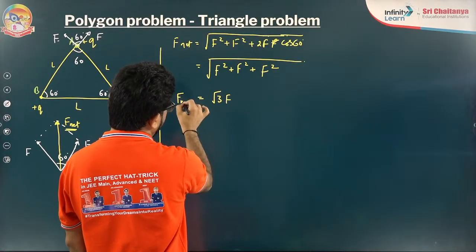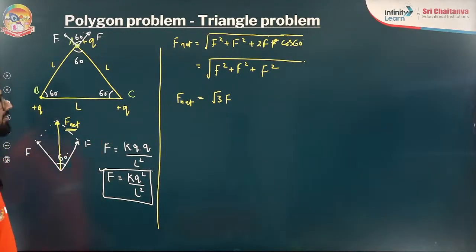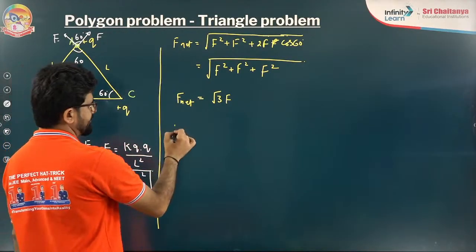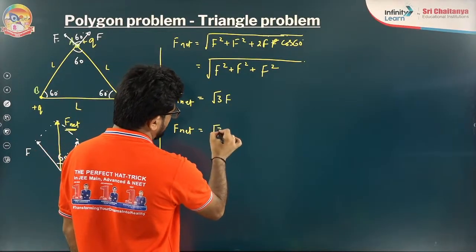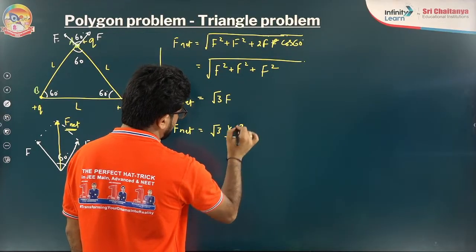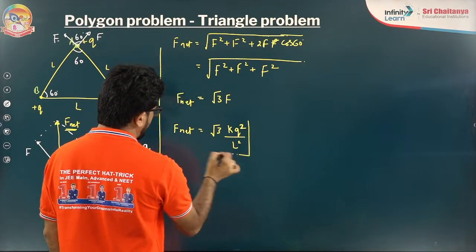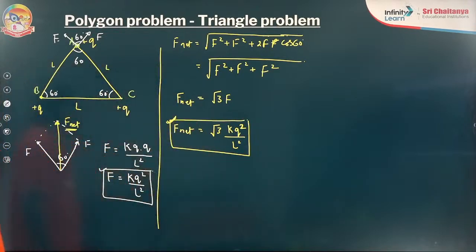This is F net. We already know the F value, just multiply with root 3, that would be the F net value. It's a very basic thing that you can write. This is root 3 times K Q square by L square. This is the net force acting on this particle. Understood?